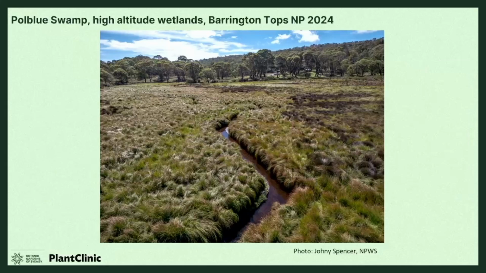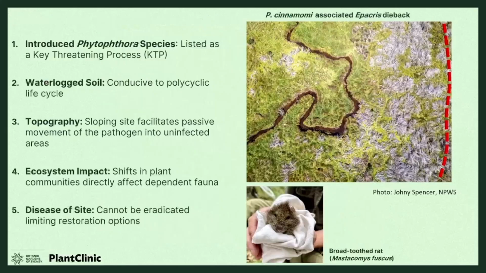This is just a little case study to summarize everything I've talked about so far. So Sarah and I went to the Barrington Tops earlier this year to this high altitude wetland. And if you were to look at this landscape, you'd think it looks pretty healthy. But as soon as you put the drone up, you can see this high tide of dead Epacris. And this was associated with Phytophthora cinnamomi. And what we think's happened is it's moved down this creek line, there's been a flooding event, and it's spread up slope and it's killed these plants.